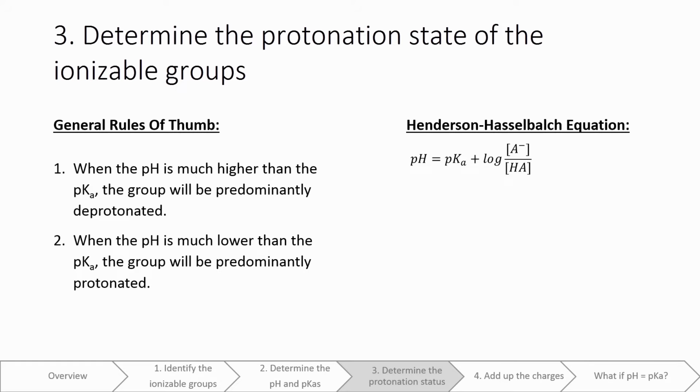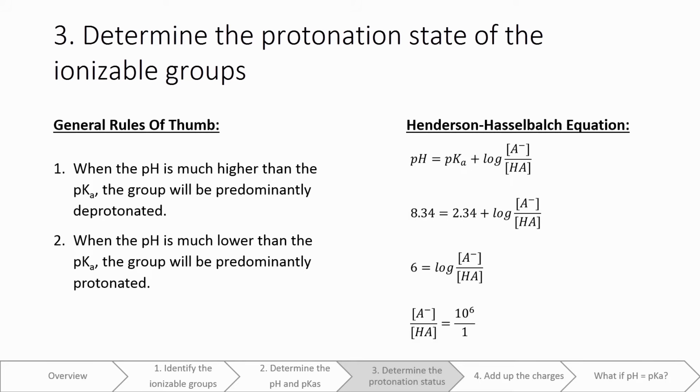Let's pretend that the pH of the solution was 8.34, and the pKa of the ionizable group was 2.34. Using the Henderson-Hasselbalch equation, we can determine that under these circumstances, the ratio of conjugate base to acid is 10 to the power of 6 to 1. This means that an overwhelmingly predominant ratio of this group will exist deprotonated as the conjugate base.